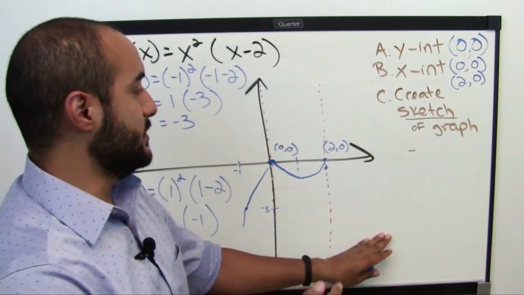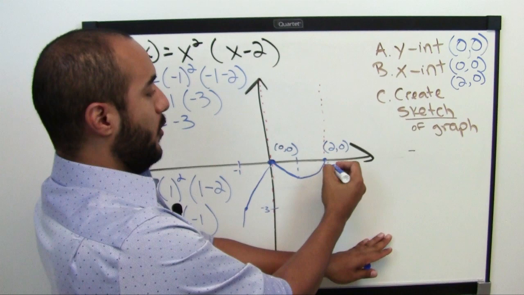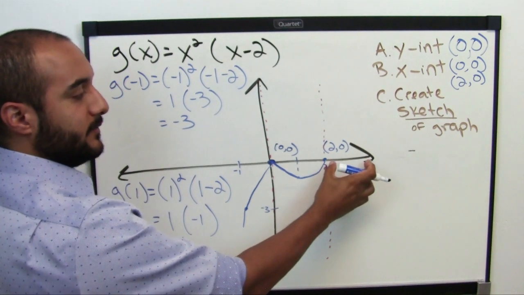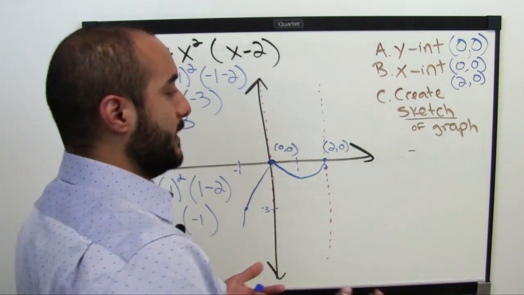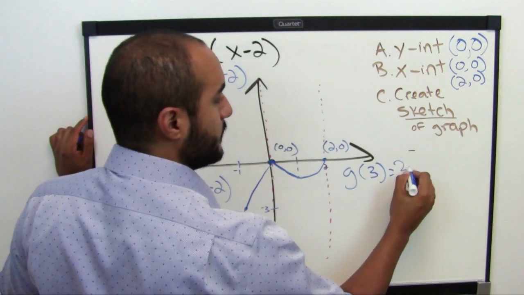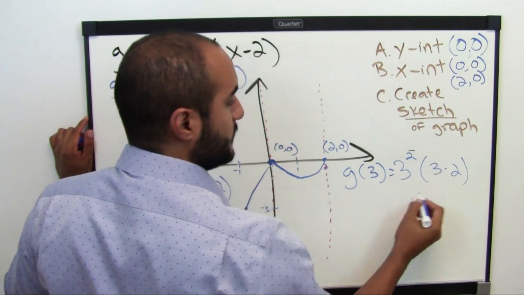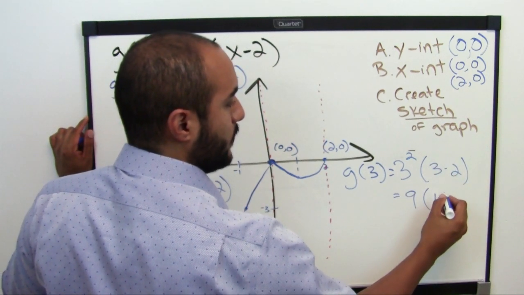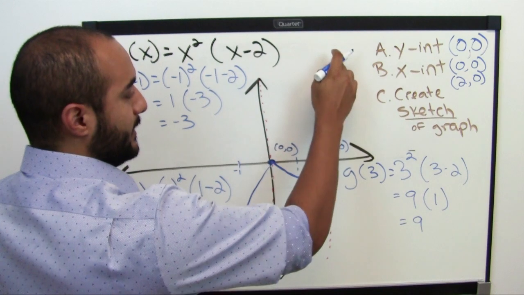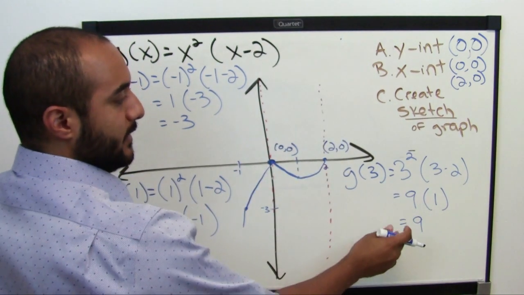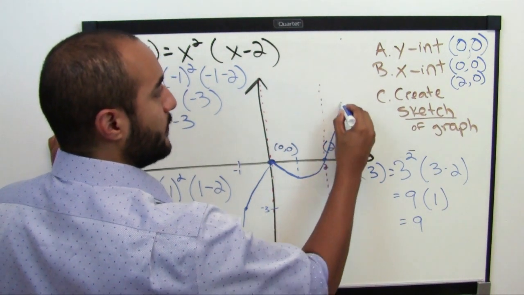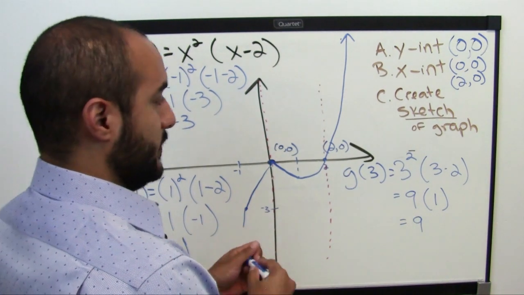Now I need to test this region because it'll either cross or it'll come back down. So let's choose a point that's to the right of the x-intercept. Let's just say 3. So g of 3 is equal to 3 squared times 3 minus 2. So that's 9 times 1, which is equal to 9. So I get a positive answer here. I know that (3, 9), somewhere all the way up here, is where my graph goes. So this lets me know that I don't come back down. I am going to cross it and keep going this way.